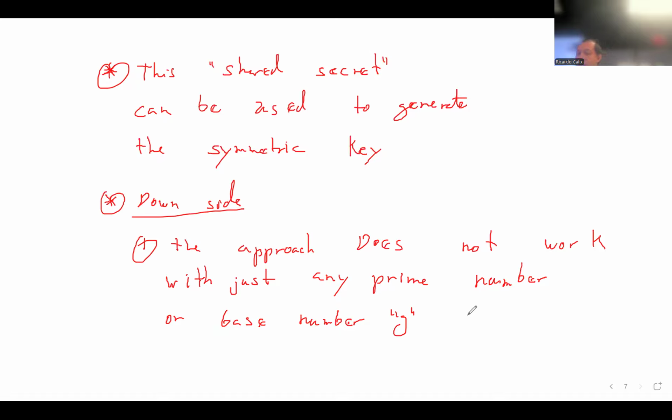The downside traditionally of Diffie-Hellman: the approach does not work with just any prime number or base number G. Okay, I do have some commands that we will explore once we switch over to the VM. So we'll play with those in a little bit. But a few comments also as we're talking about the downsides.